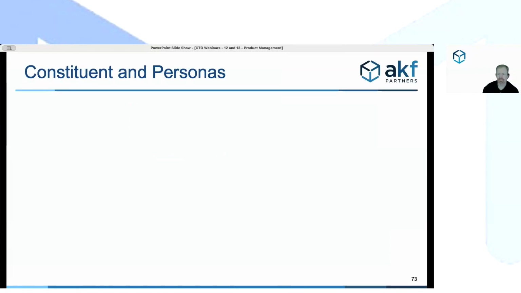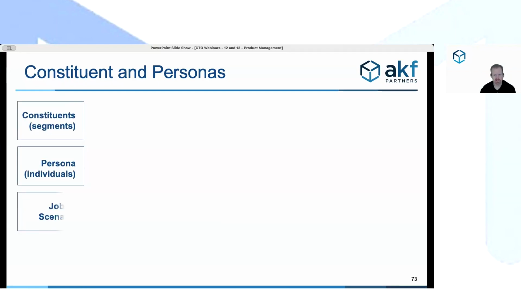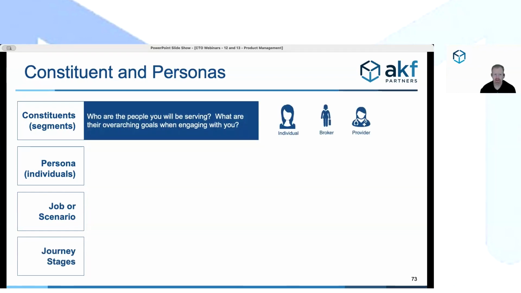And so that we can think of constituents versus personas, and we're going to define these two separately. A lot of you describe personas more as what I would call a constituent versus an actual persona. So constituents, and we'll get to the job and then the journey stages. A constituent is what a lot of you claimed. Those are kind of roles or customer segments.